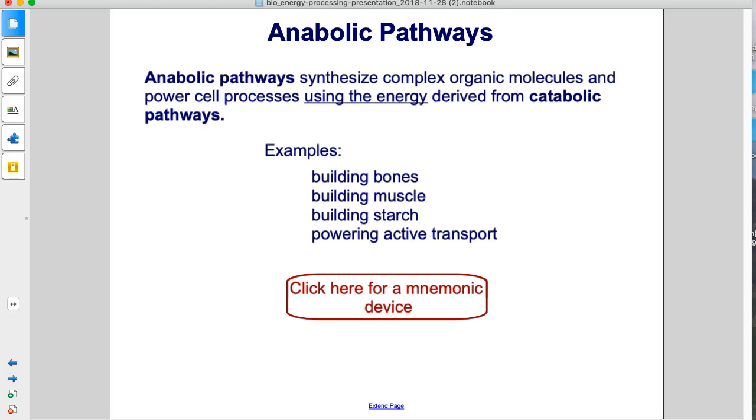Anabolic pathways. Anabolic pathways synthesize complex organic molecules and power cell processes using the energy derived from catabolic pathways. So some examples of anabolic pathways include building bones, building muscles, building starch, and powering active transport. Click here for a mnemonic device.